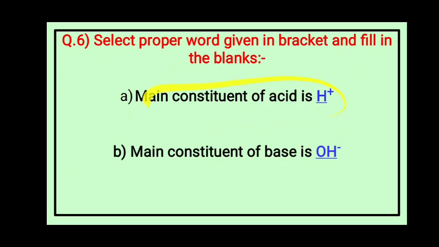So main constituent of acid is H plus, or you can write hydrogen ion, and main constituent of base is OH minus or hydroxyl ion. If you are writing it in words, then make sure that you write the word ion: hydrogen ion and hydroxyl ion.